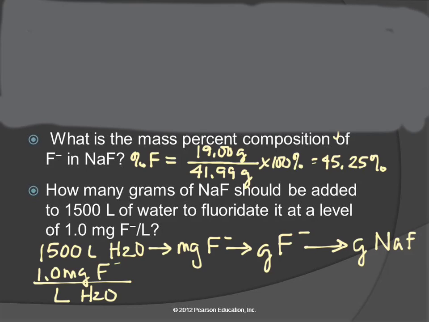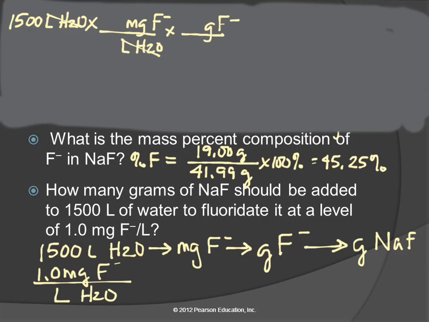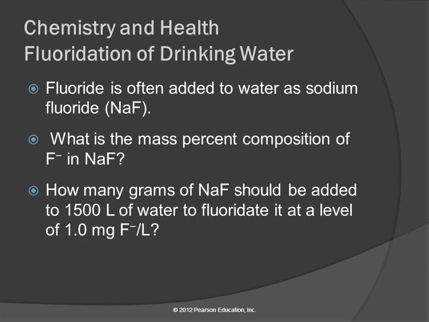Okay, so I made a path, I made a plan. So I'm going to start here with 1,500 liters of water. I want to convert that to milligrams of fluoride. And so I need to divide by liters of water so that those units cancel out. From milligrams of fluoride, I want to go to grams of fluoride. Milligrams is on the bottom, and those units are going to cancel out. From grams of fluoride, I'm going to go to grams of sodium. Right?